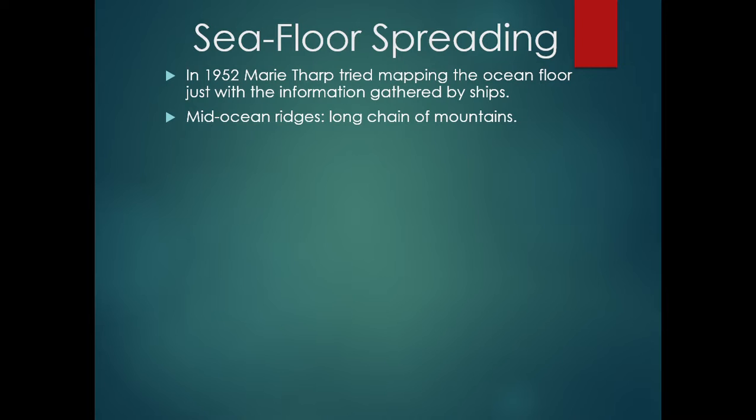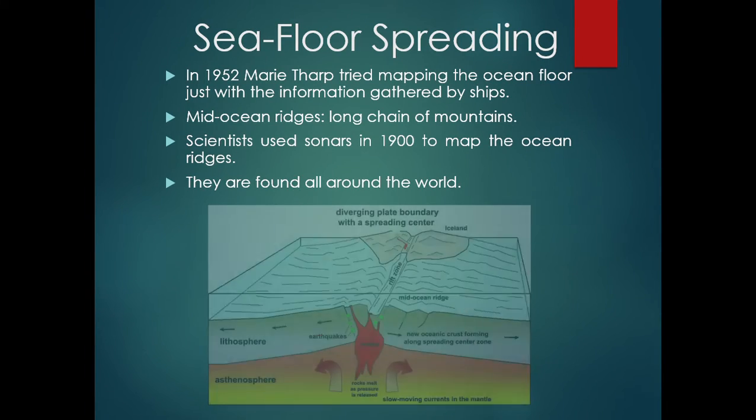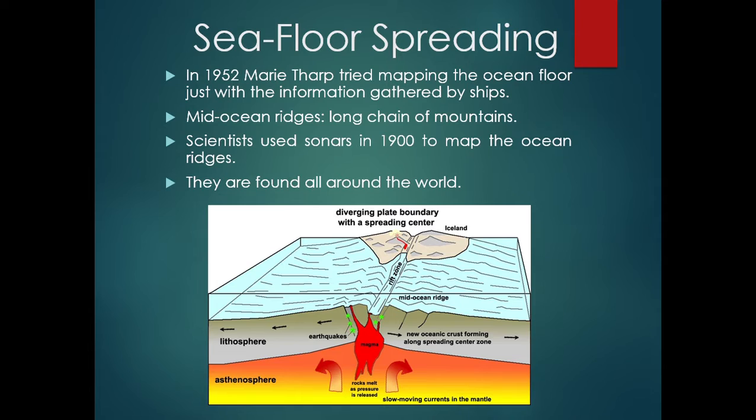And thanks to that, they found something called mid-ocean ridges, which are like long chains of mountains in there. Scientists used sonars in the 1900s to map the ocean ridges, like I was telling you about. And surprisingly, they were found all around the world.